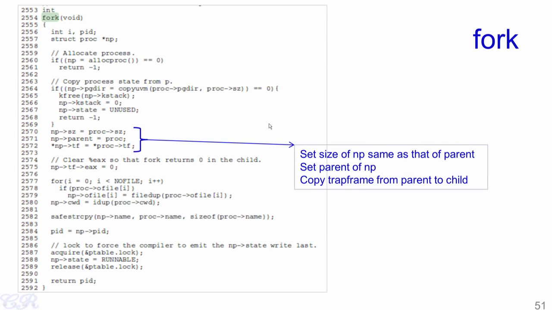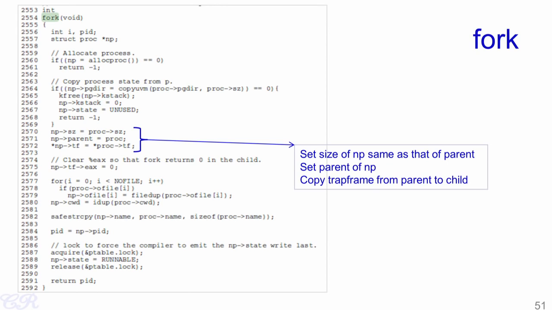The next step in the fork implementation is to copy some of the parameters of the parent onto the child. Of these steps, the most important one is the third one, wherein the entire trap frame of the parent process is copied onto the trap frame of the child process.